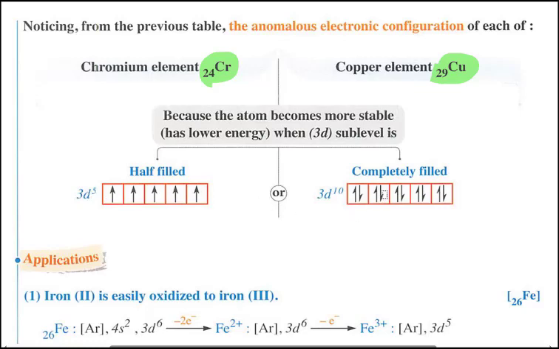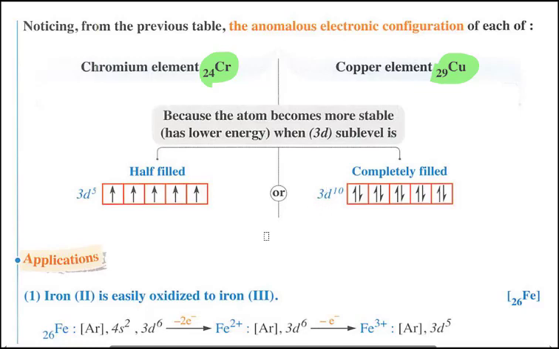For copper 29, it is supposed to be 4s2 and 3d9, but when the 3d sublevel is completely filled and contains 10 electrons, it is more stable. So its electron configuration actually is 4s1 3d10. The fact that a half filled 3d configuration is more stable, we can understand through this idea.